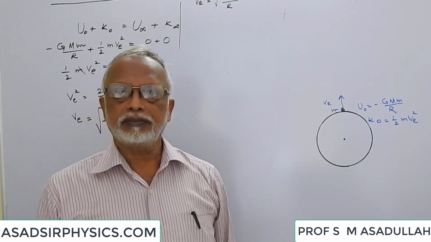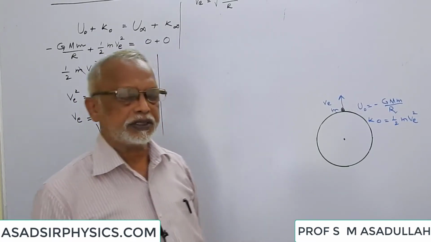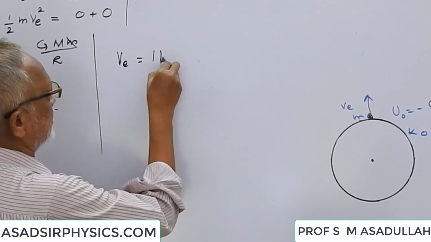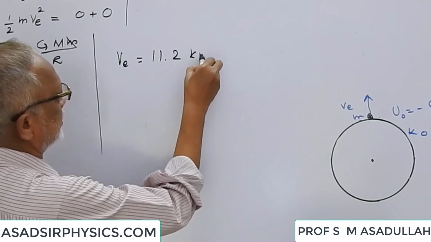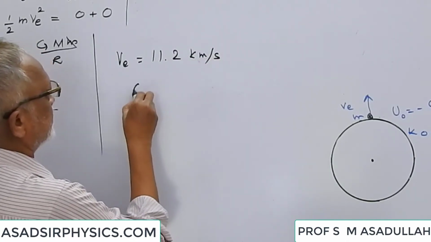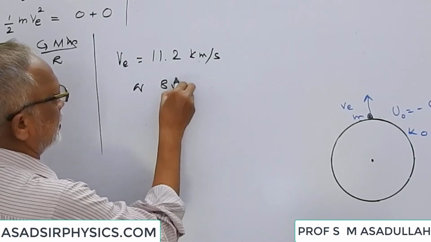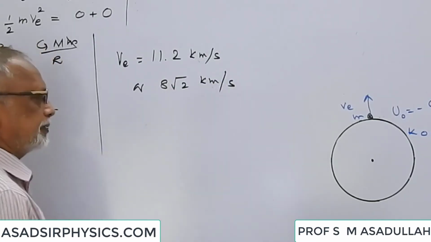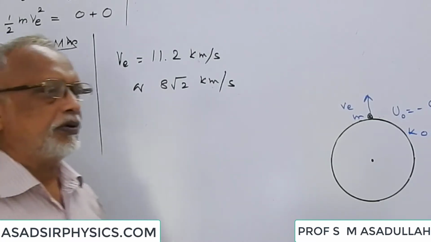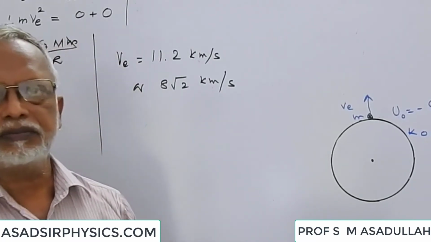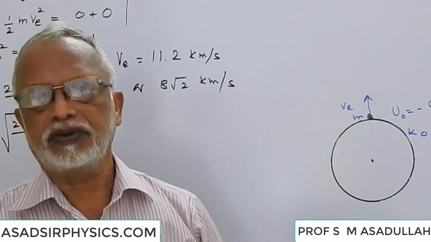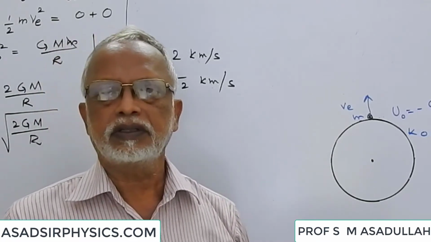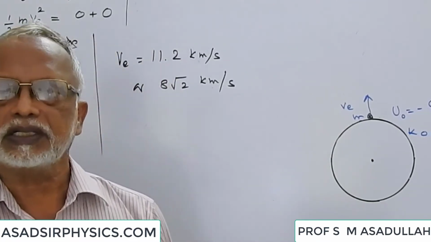The escape velocity on the surface of the earth is equal to 11.2 kilometers per second, or 8 root 2 kilometers per second. Now we want to take points which are above the surface of the earth or below the surface of the earth, and let us see what will happen to the escape velocity.